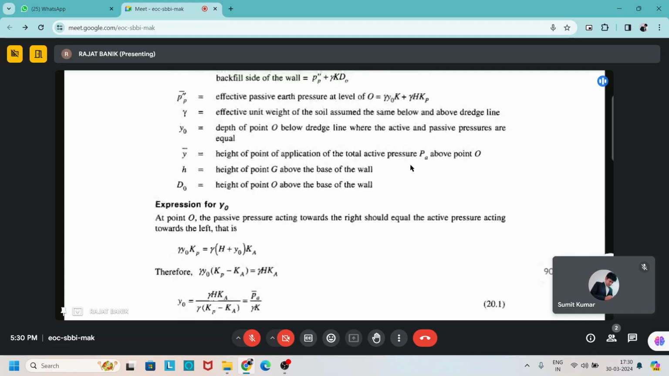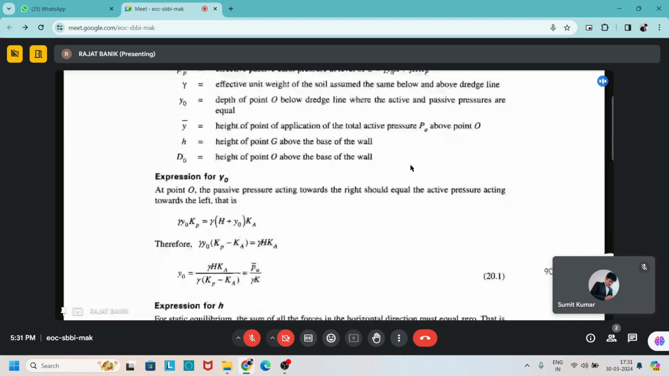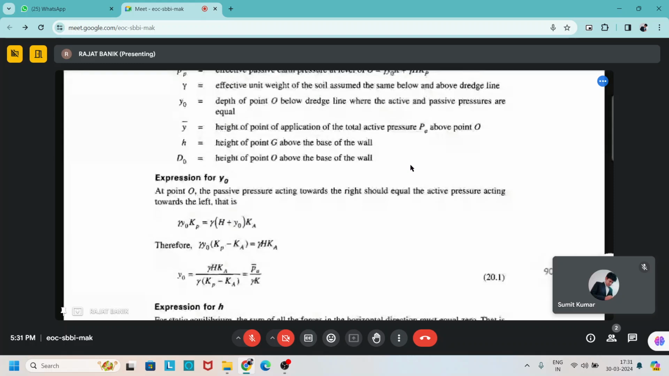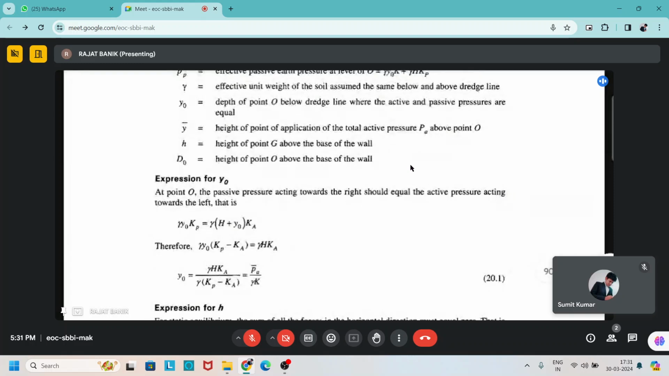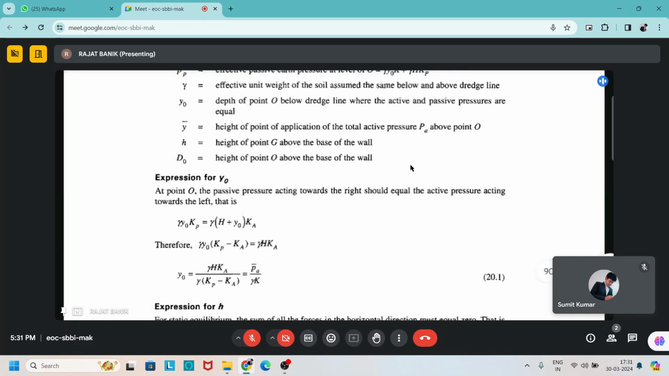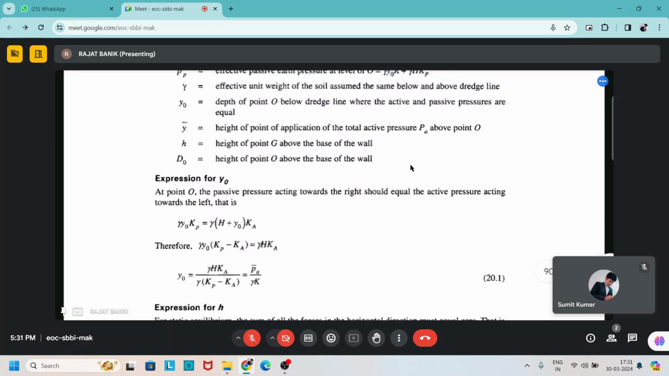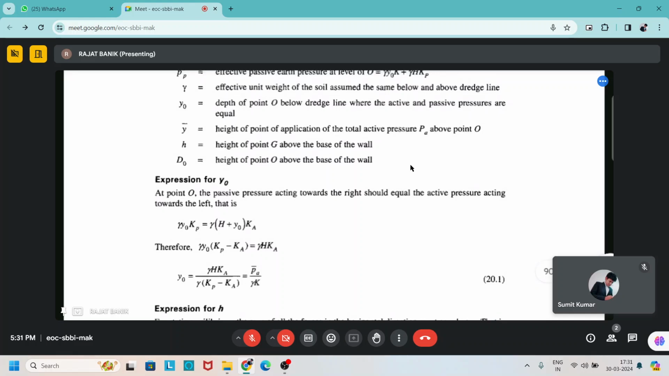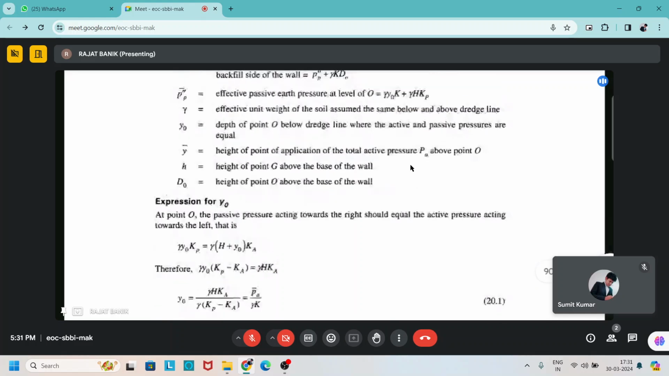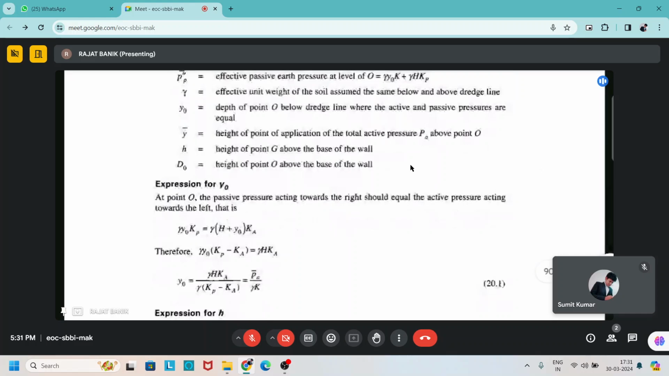Now the expression for Y naught: at the point O, the passive pressure acting towards the right should be equal to the active pressure acting towards the left. So gamma Y naught Kp is equal to gamma times H plus Y naught into Ka. Therefore, Y naught is equal to Pa bar by gamma K'.